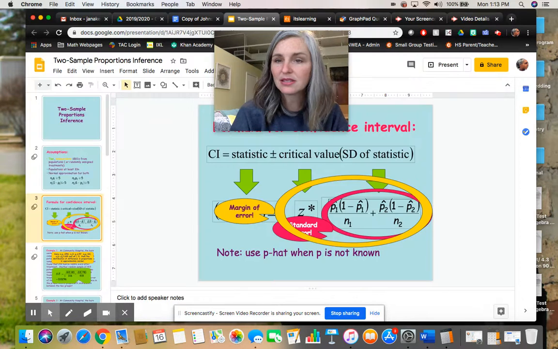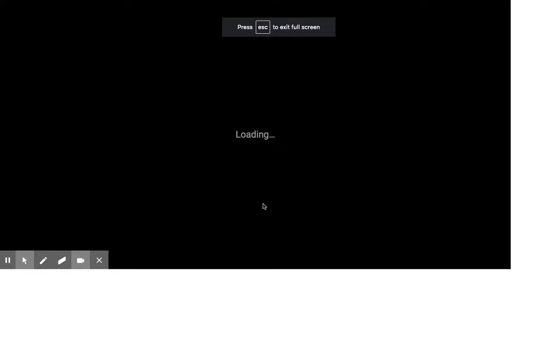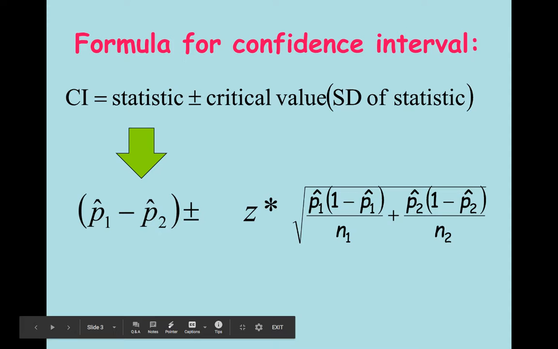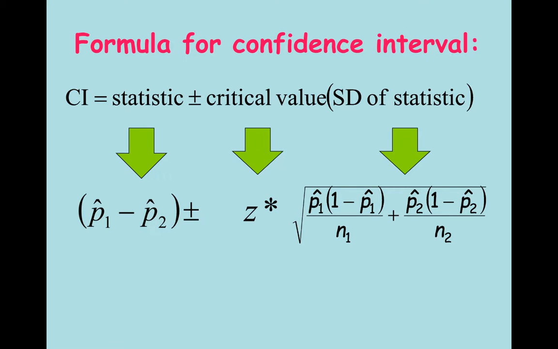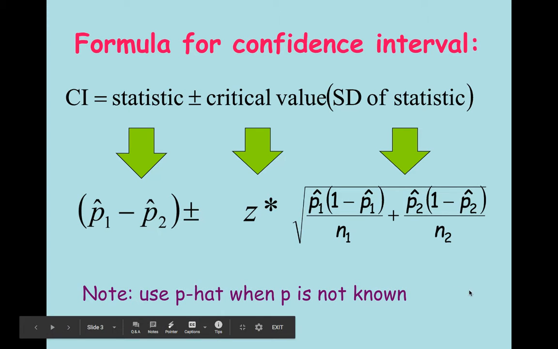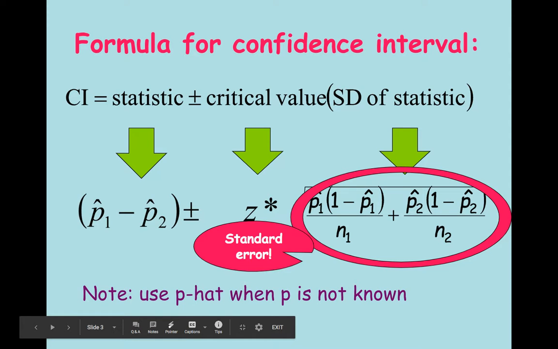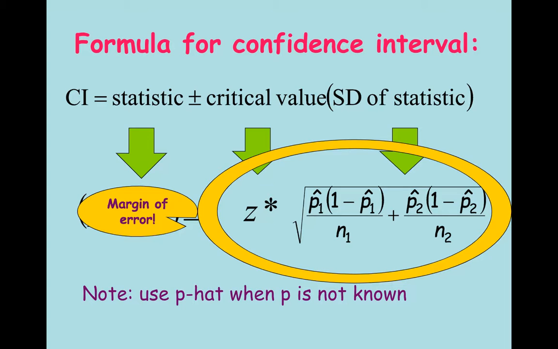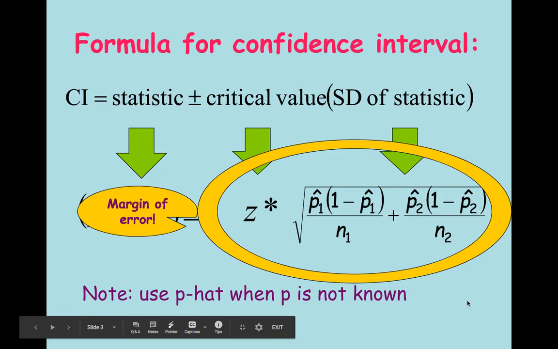Okay, back to my lesson. So we said statistic, critical value, standard deviation of the statistic. If P is not known, we use P hat. We've talked about that before. Remember, this is also called a standard error. And then Z star times the standard error is called the margin of error. Okay, so kind of just refreshing you on some vocab.